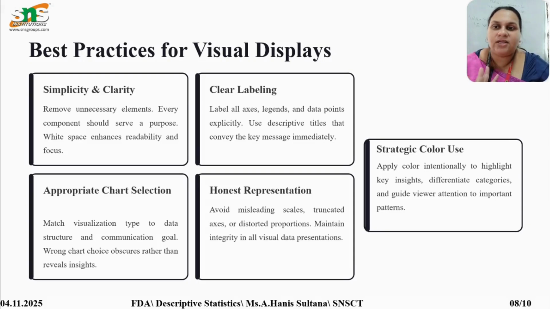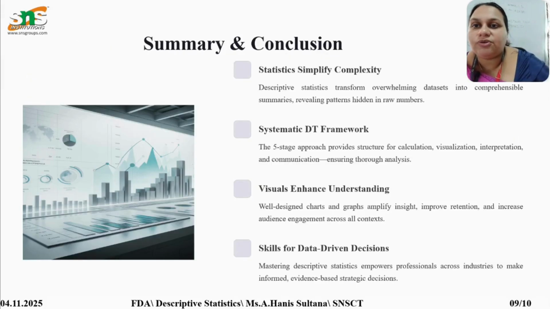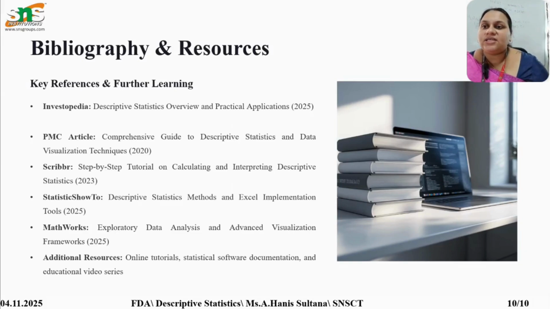So to conclude, we have seen how to statistically simplify the complexity of the data, the systematic DT framework, and how with the help of all these DT5 stages it enhances the understanding of the data, and how this can be helpful for the next stage, that is data driven decisions. So these are the references where we can quickly access and check how we can transform this data and what methods we can apply, etc.